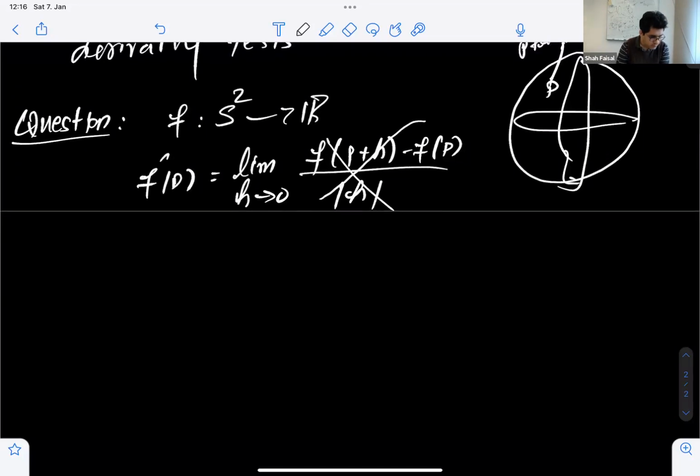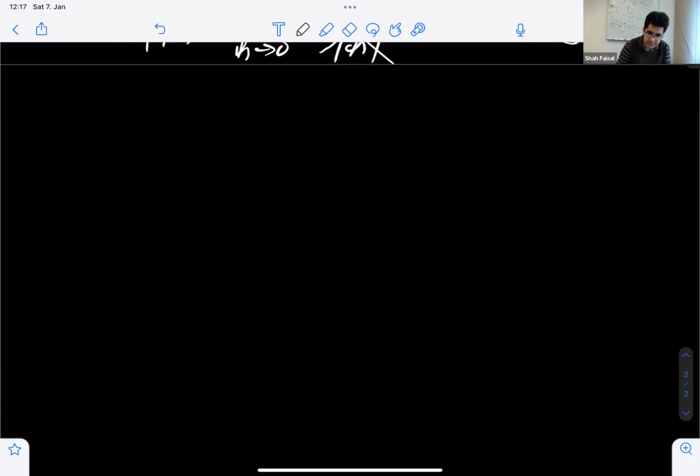So if you are smart enough, you can still do this without too many technical steps, because the sphere is sitting in R3 and you can still define somehow the derivative of such functions. But let's look into some more examples.